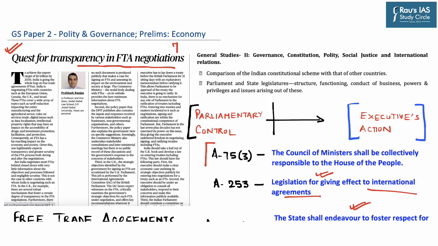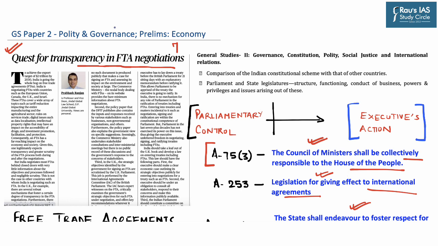And Article 75, Clause 3 of the Indian Constitution effectively talks about parliamentary control over executive action, as it mentions that the Council of Ministers shall be collectively responsible to the House of the People. So this article effectively suggests that ratification of any international agreement or important treaties must be subject to parliamentary control, as is done by the United Kingdom, especially with respect to the free trade agreement.